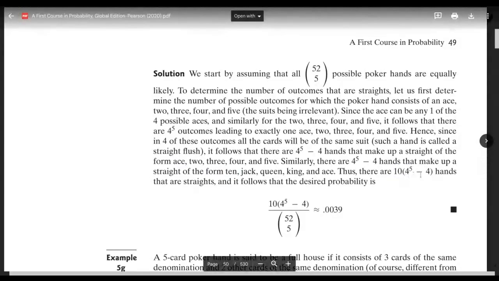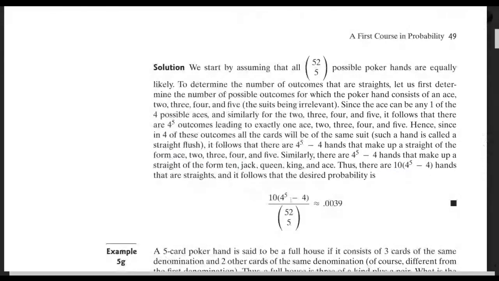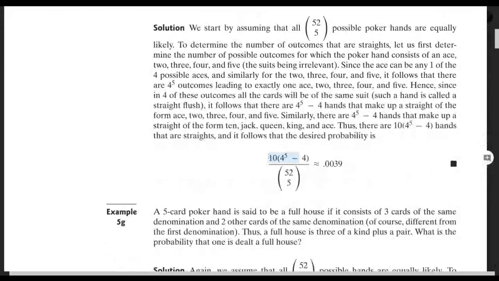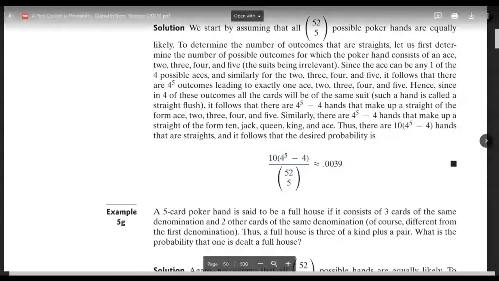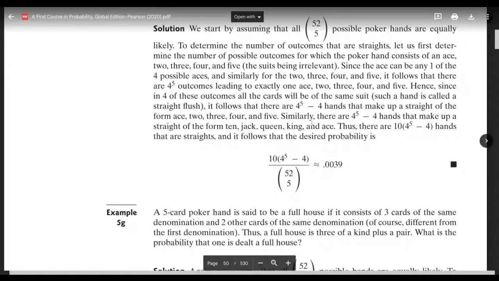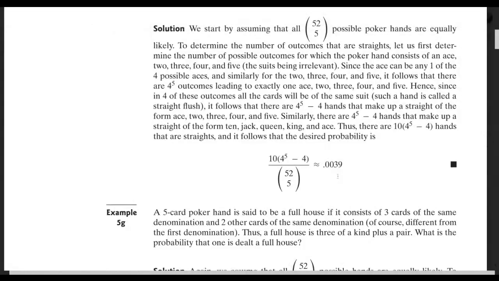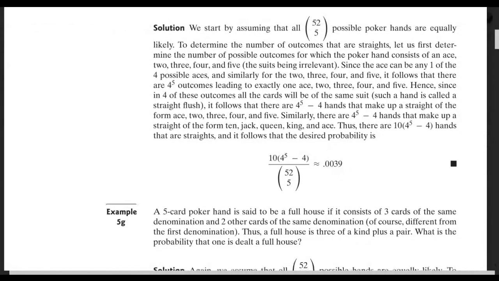So 10 multiplied by 4 raised to 5 minus 4 hands are straights. Then the probability we're interested in is this one, over the sample space of 52 cards, choose 5 of them. So it's about 0.4%. Yes, it's about that, 0.039 or 0.04.